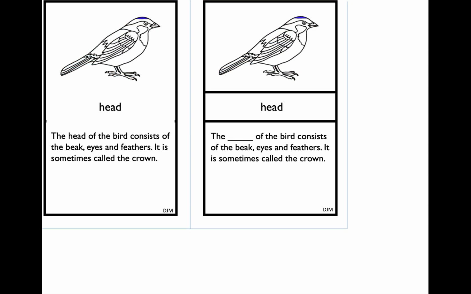The first part of the bird we're going to talk about is the head. The head of the bird consists of the beak, eyes, and feathers. It is sometimes called the crown. Some birds have something called a crest, which is a bunch of long, colorful, beautiful feathers on the top of their head. Crests are used kind of like accessories. Birds display them because they're these beautiful things that they have.